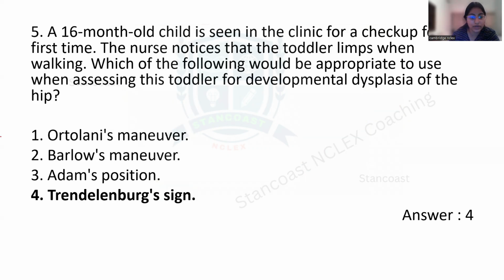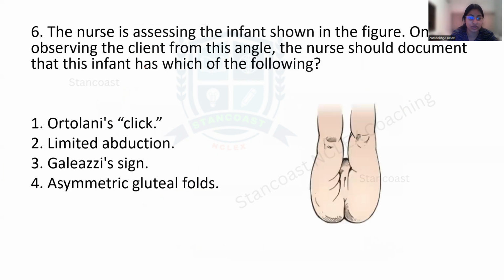So option number 4 is the correct option, and this is the assessment the nurse is going to perform in this toddler who is limping. I hope all the rationales are clear to you. If there is any doubt, let me know in the comment section. Now let's move to question number 6. The nurse is assessing the infant shown in the figure.